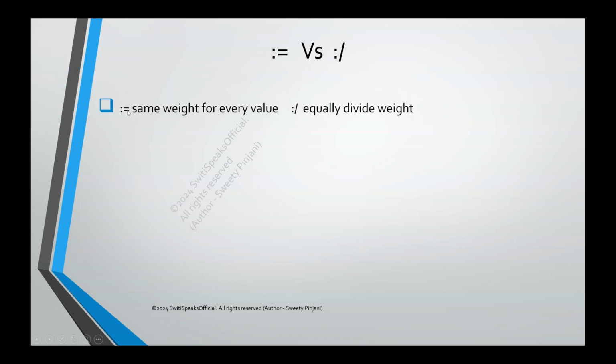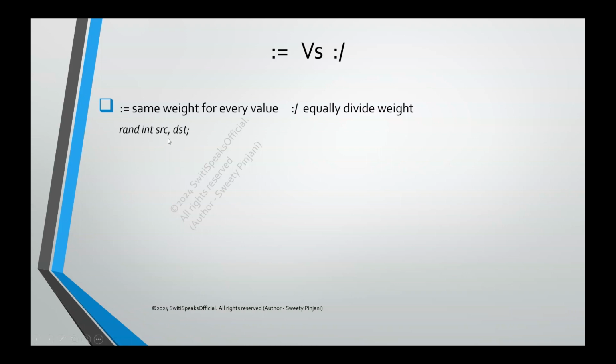If you want to give the same weight to every value which is separated with the weight using this operator, you can use this one. But if you want to equally divide the weight amongst values, you can use this. If you want to give same weight, this is the operator. If you want to equally divide weight, this is the operator. Let us understand this with the help of a coding example, then only it will be clear.